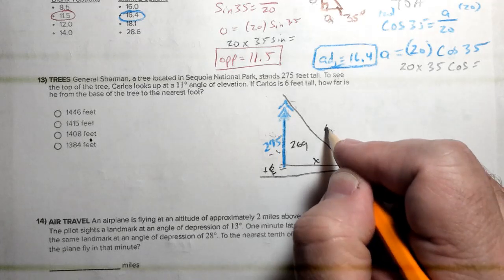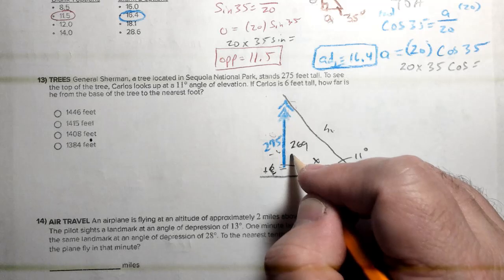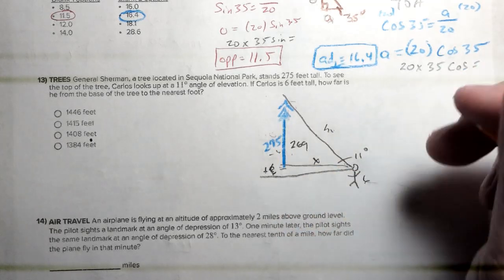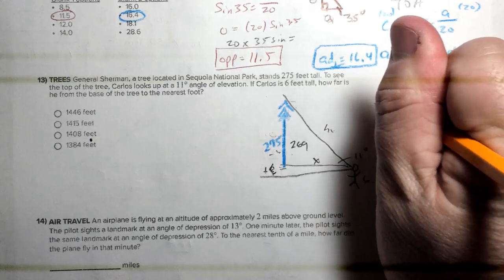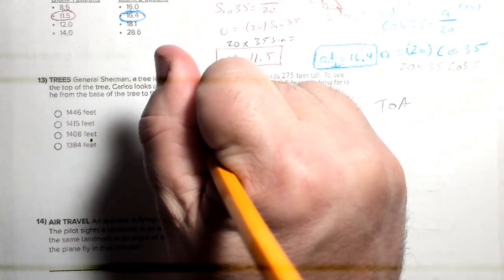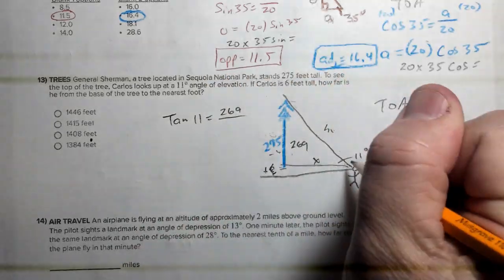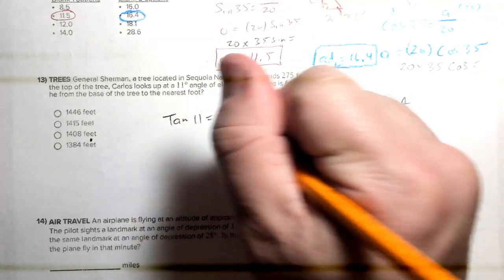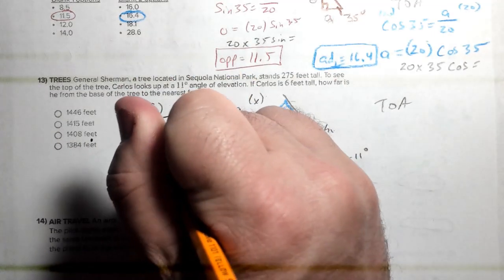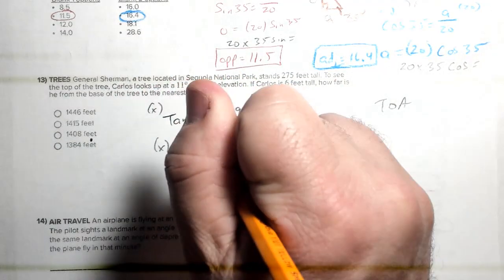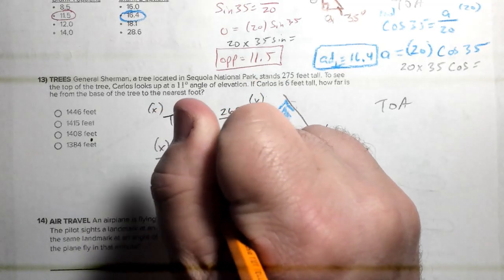No, I'm sorry. Hypotenuse is no good to us. We have this side of our triangle. We're looking for this. So this is opposite over adjacent. So tangent. So tan 11 is going to equal 269, our opposite, over our adjacent, which is what we're looking for. Multiply both sides by x. X times tan 11 equals 269. Divide both sides by tan 11.